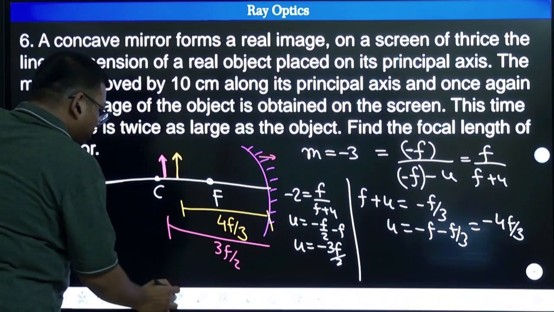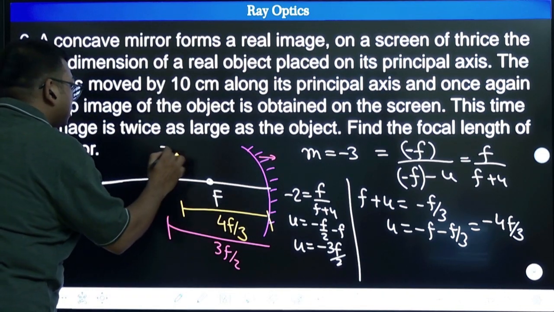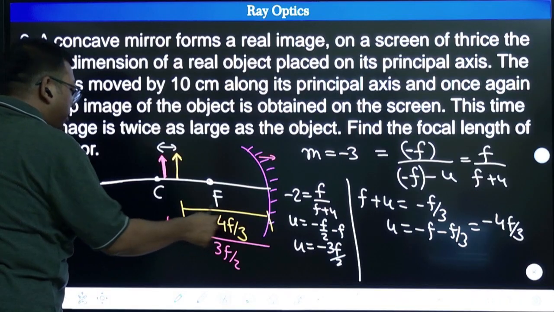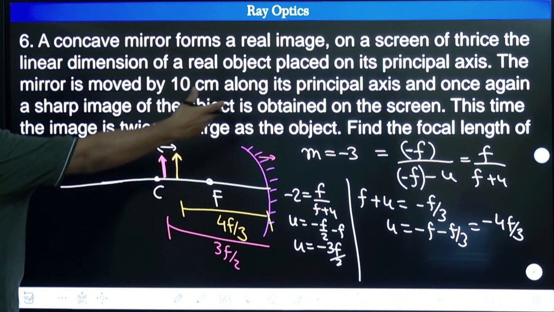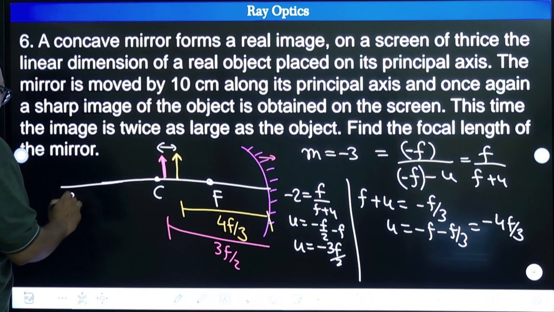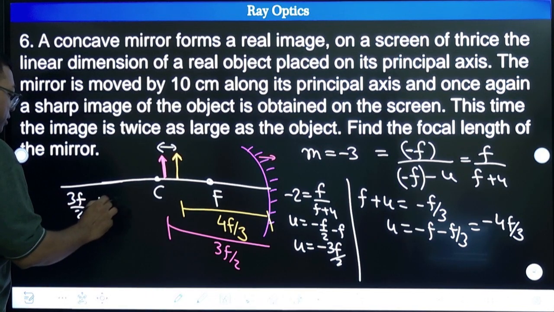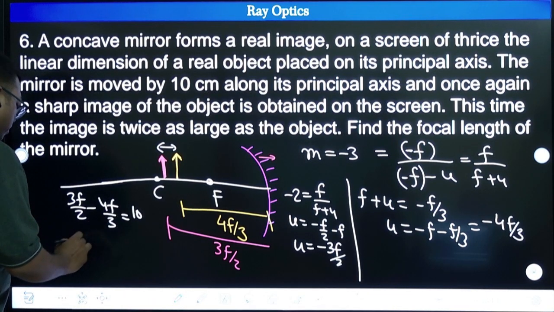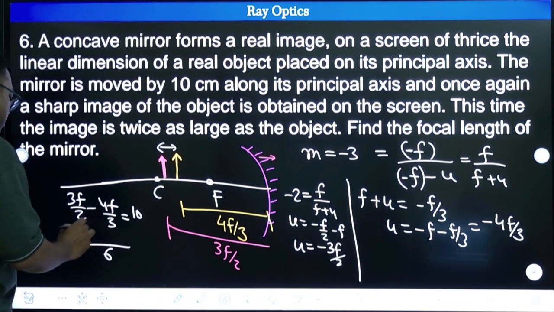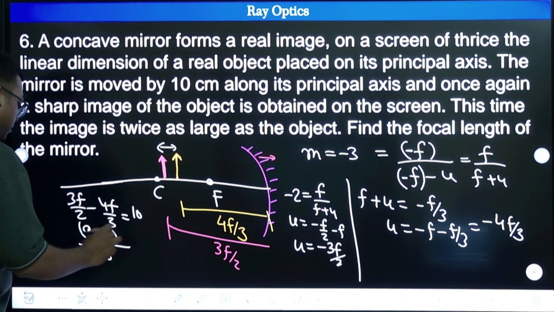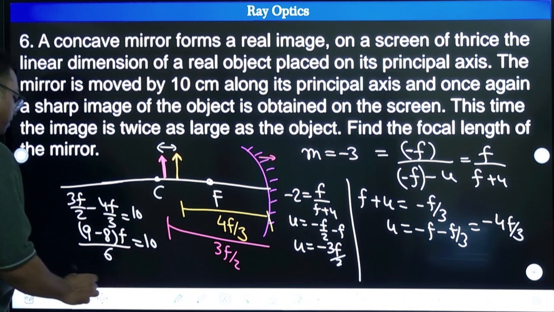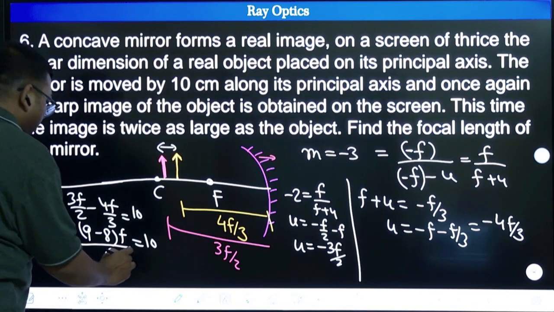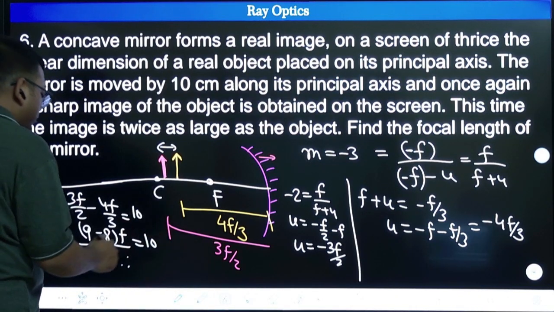So what is the separation? This separation distance we can now calculate. So 3f by 2 minus 4f by 3, that separation is 10 centimeter. We got the answer. So calculate now. From here it becomes 6. 3 into 3 is 9, 4 into 2 is 8, right? That becomes 10. So from here f is of course the magnitude.